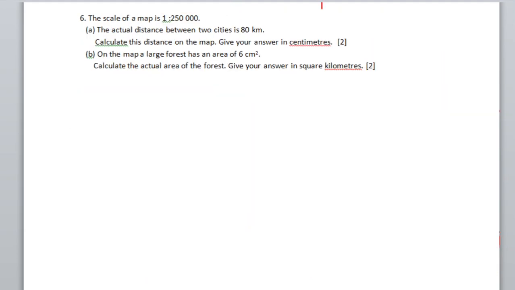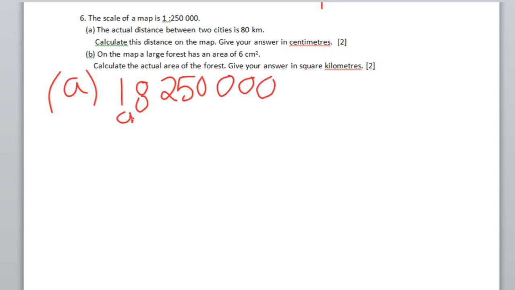Okay, question number 6. The scale of a map is 1 ratio 50,000. Part A, the actual distance between the two cities is 80 kilometers. Calculate the distance on the map. Give your answer in centimeters. So for part A, again 1 ratio 50,000 means that both the units are the same. Let's say both are in centimeters. So we need to change one of these to kilometers.